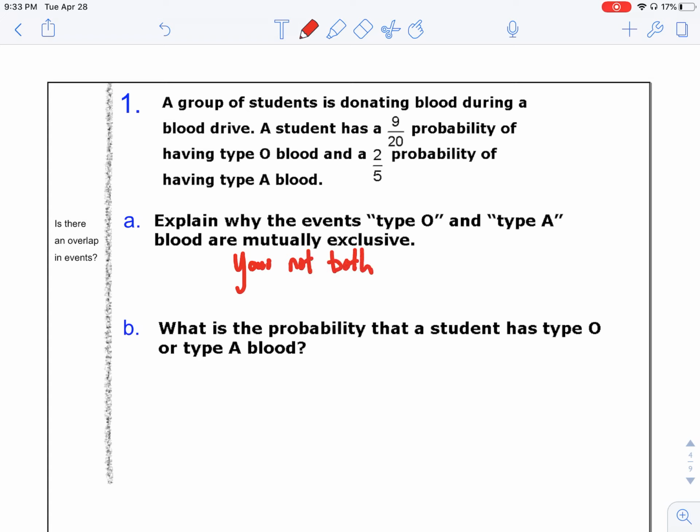So if you're not both, you're either one or the other. It's mutually exclusive. I spelled your wrong. There we go. So what's the probability that a student has type O or type A blood? Well, you just add them up.